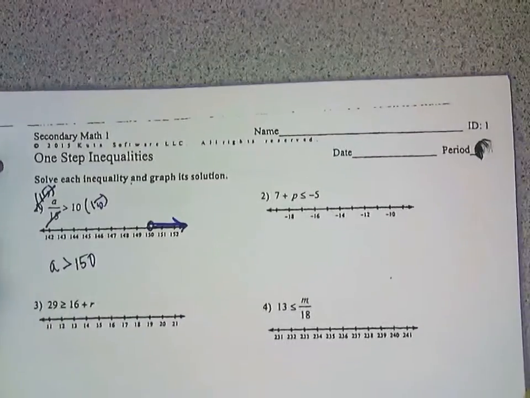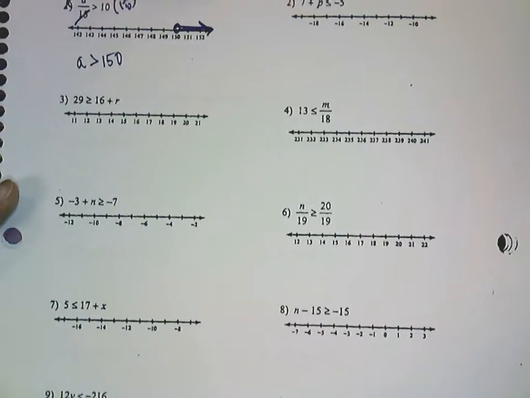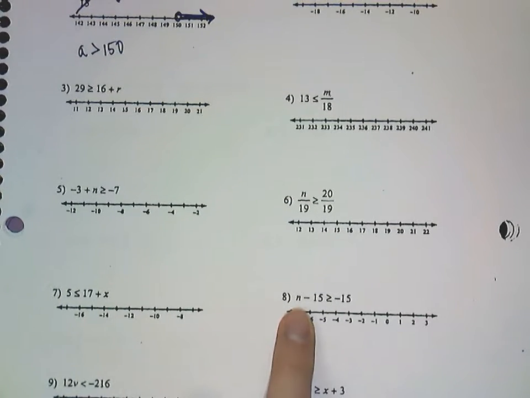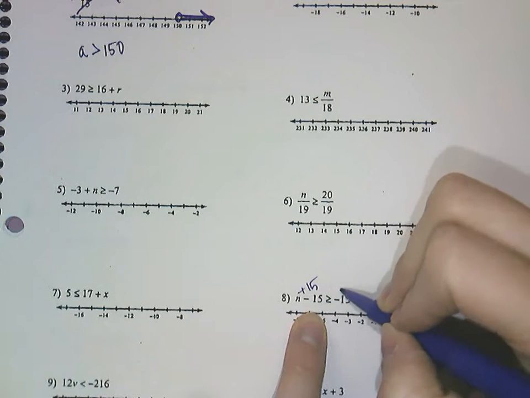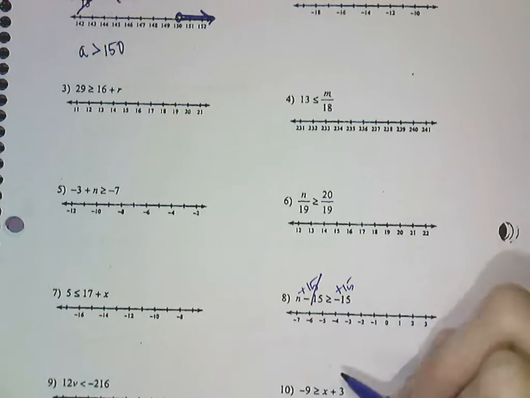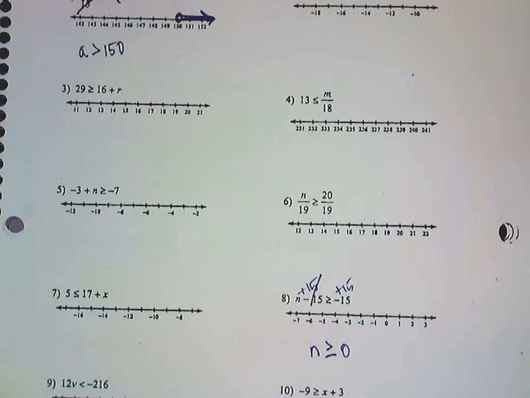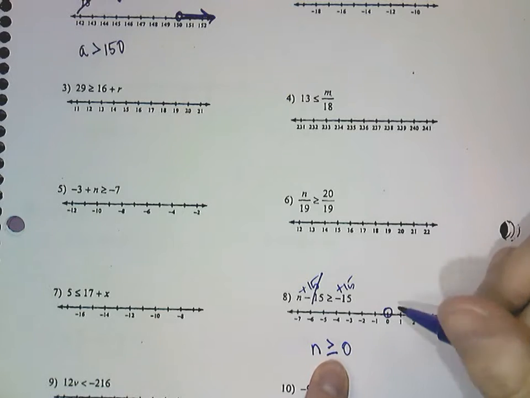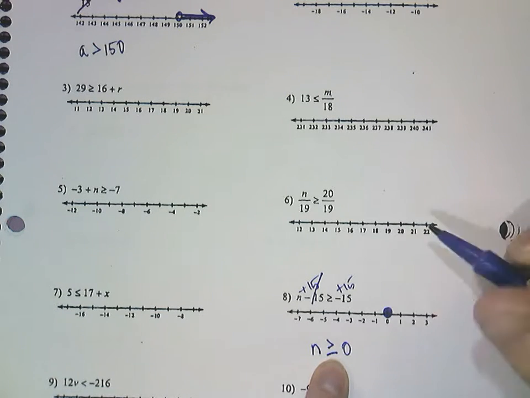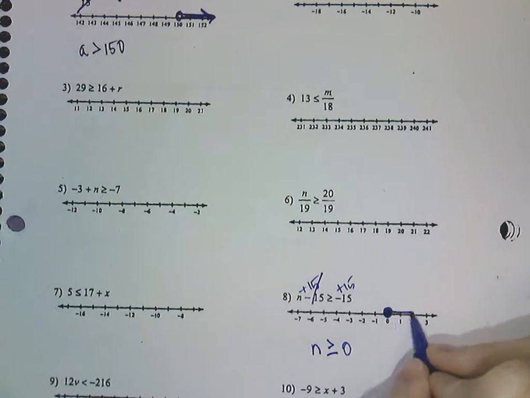Okay, and then again, how about number 8? On number 8, we're trying to get this n by itself, so we have to do the opposite. The opposite of minus 15 is add 15. What we do to one side of the equation, we must do to the other side. So now we have n is greater than or equal to 0, because 15 plus negative 15 is 0. So my important number is at 0. I need to put a bubble there. Notice that there's a line underneath it, so that means that it needs to be filled in. I want all of the numbers bigger than n. The alligator is eating the n. So I want to shade to the right.